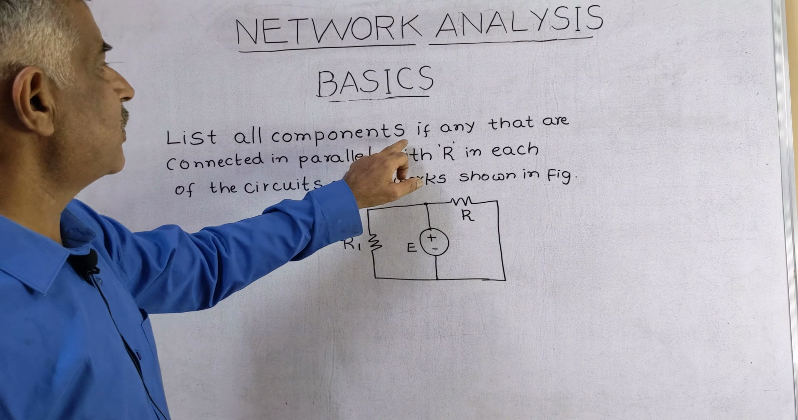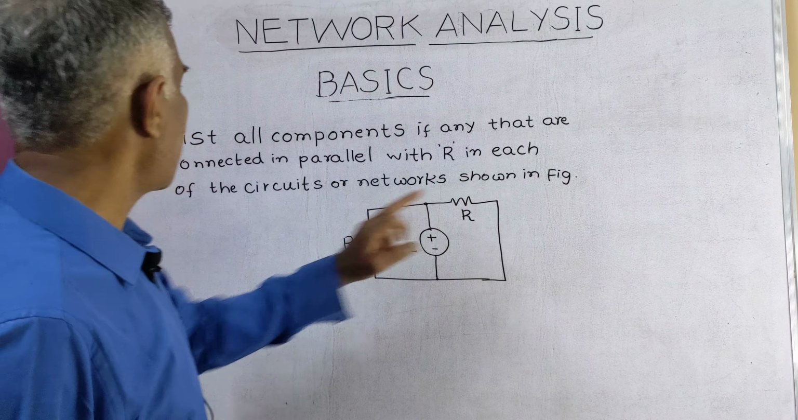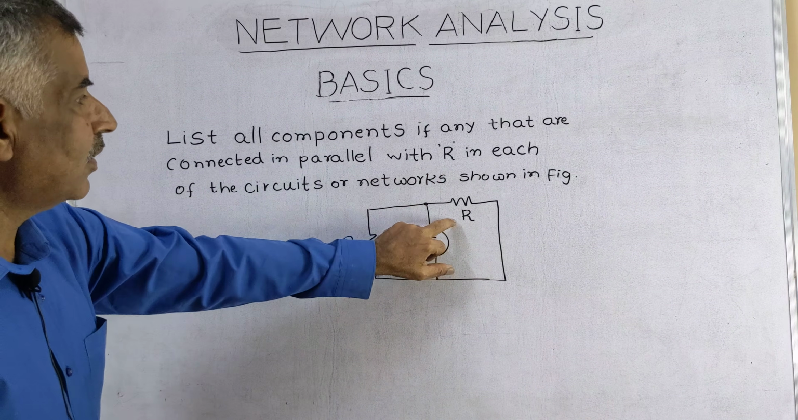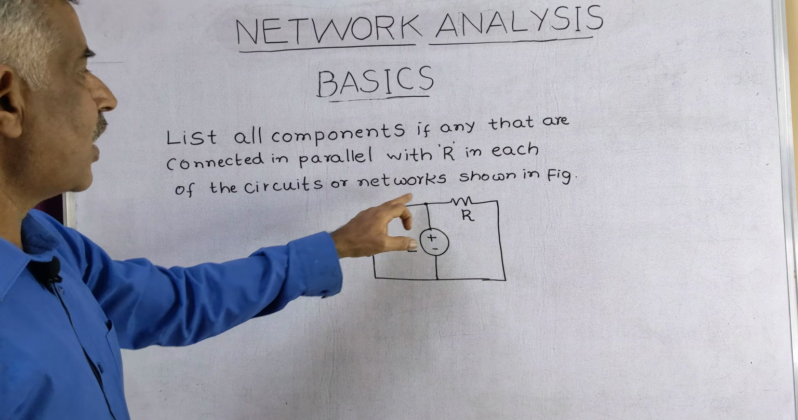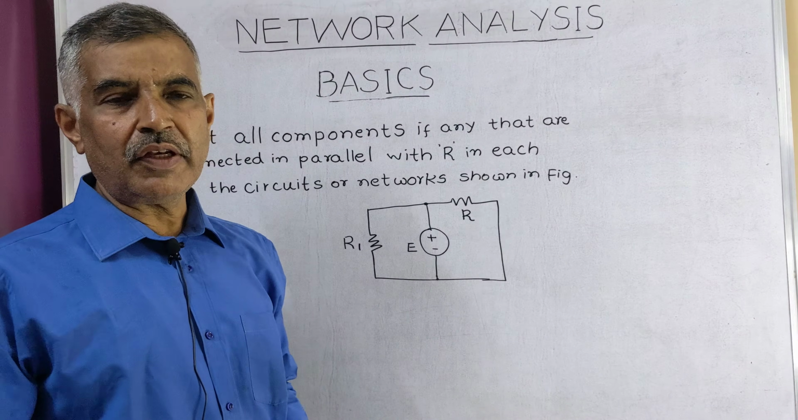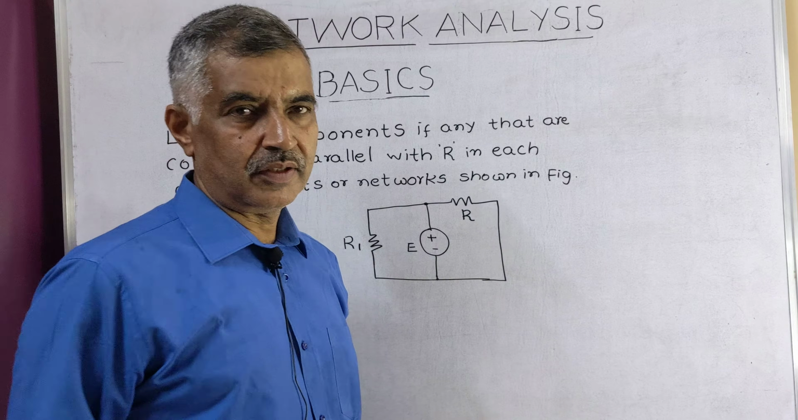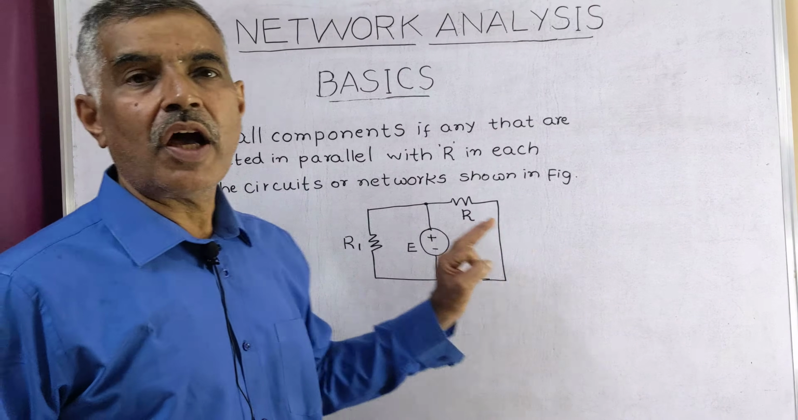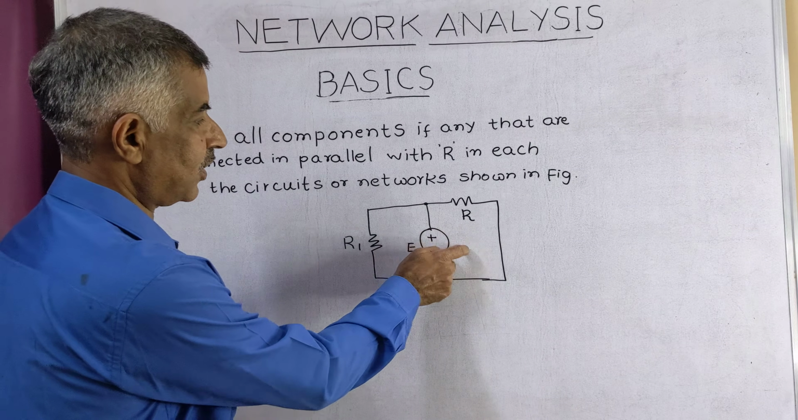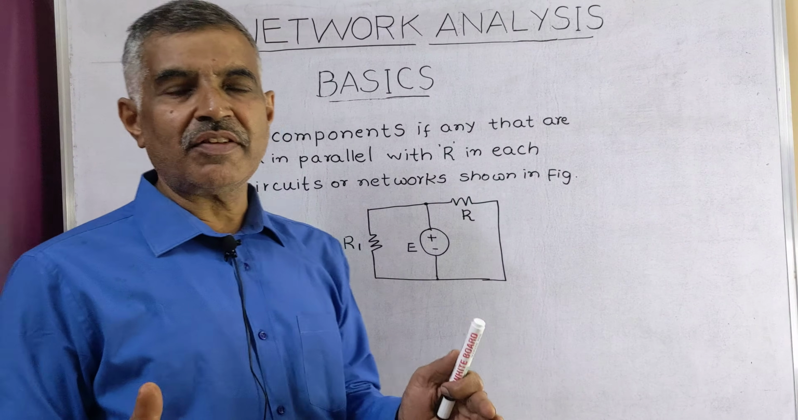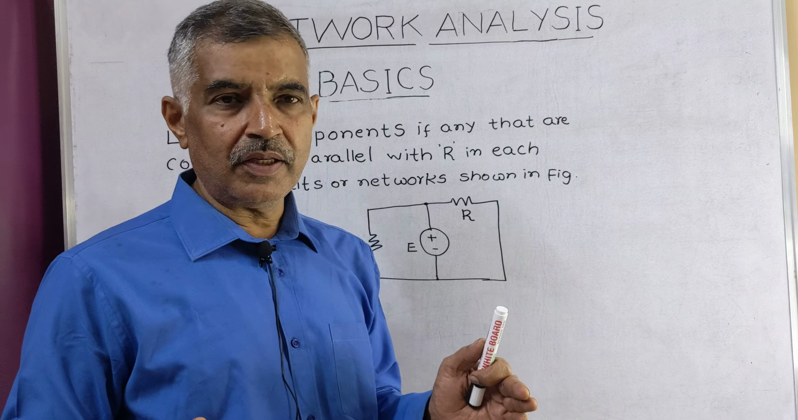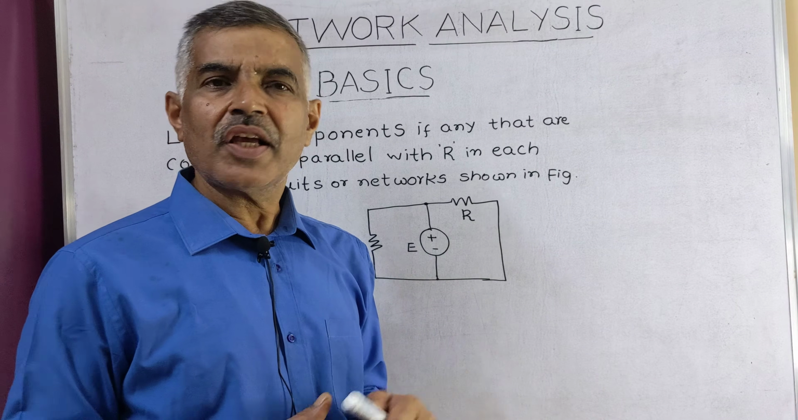List all components, if any, that are connected in parallel with R. This is R, in each of the circuits or networks shown in the figure. Now I will go on sketching circuits one by one. You have to list the components that are in parallel with R. Take the first circuit. Now what is parallel connection? Two resistors are connected in parallel if both the ends are common.